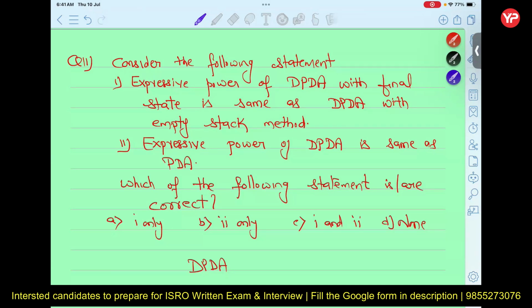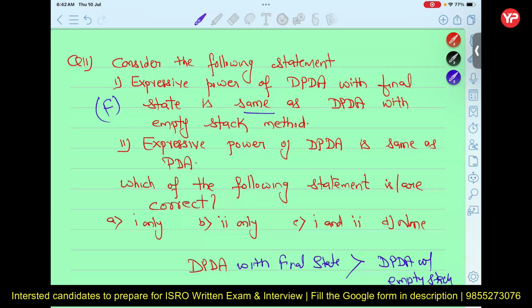So, my dear students, in the case of DPDA, keep in mind, the final state method accepts more languages. DPDA with final state accepts more languages than DPDA with empty stack. Final state method is more powerful. But it is saying that they are the same, which is false.